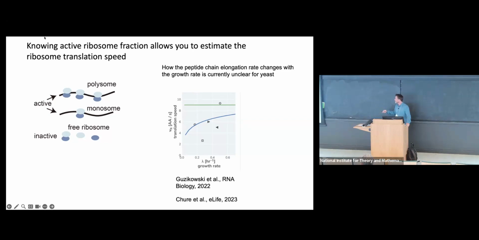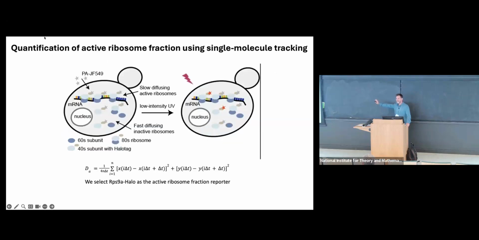So this is the previously published data on that, and I hope you can appreciate that there's two things. One, there's not that much of it, and two, it doesn't really agree with itself very well. So we're going to leave that aside and generate our own data, and we're going to do that using just what I said. We're going to use single molecule tracking of ribosomes.